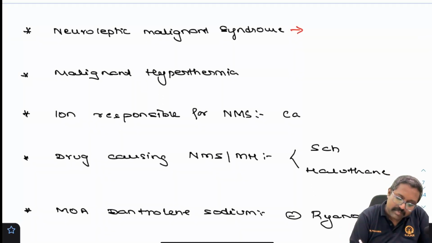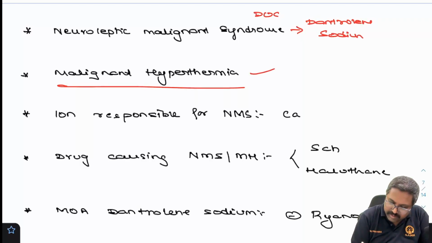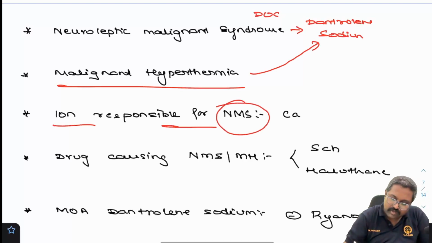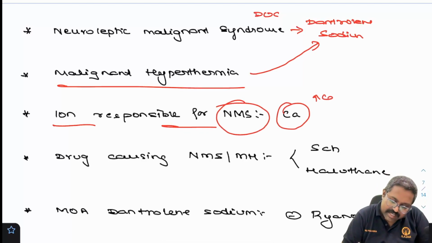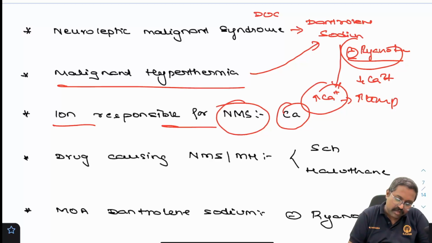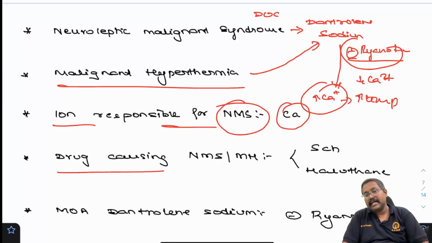Please remember, for neuroleptic malignant syndrome, the drug of choice will be dantrolene sodium. So what is the drug of choice for malignant hyperthermia? Again the dantrolene sodium. The ion responsible for neuroleptic malignant syndrome is calcium. There will be an increase in the calcium ions, which will lead to an increase in temperature. Basically, this drug will inhibit the ryanodine receptors, thereby decreasing the calcium levels.